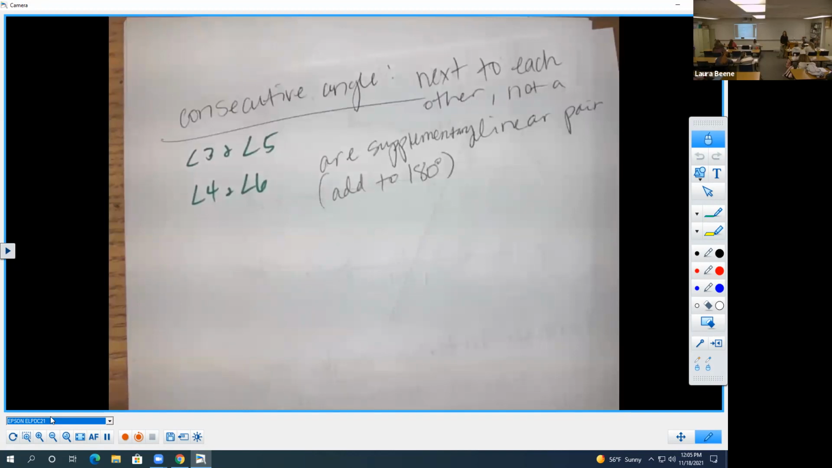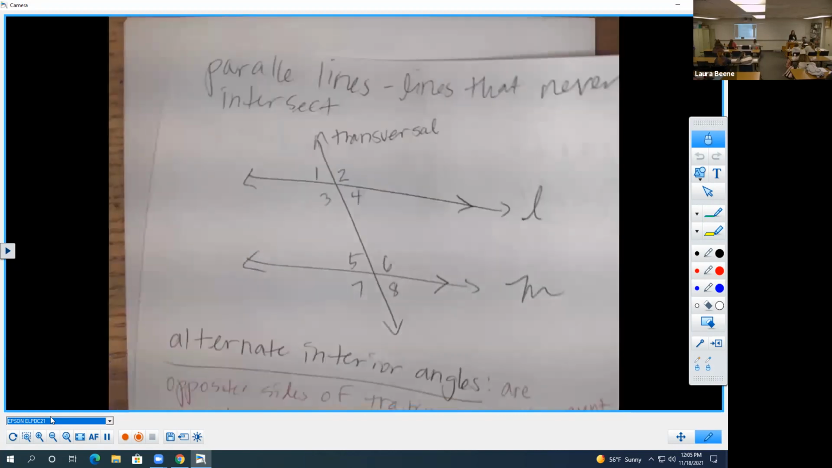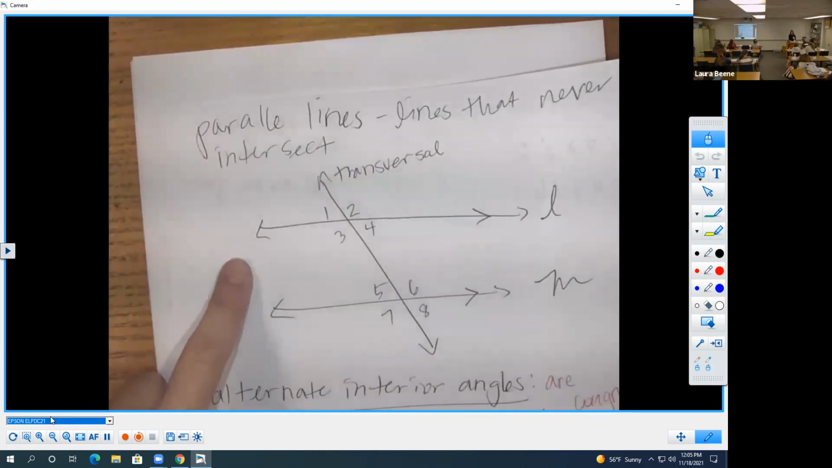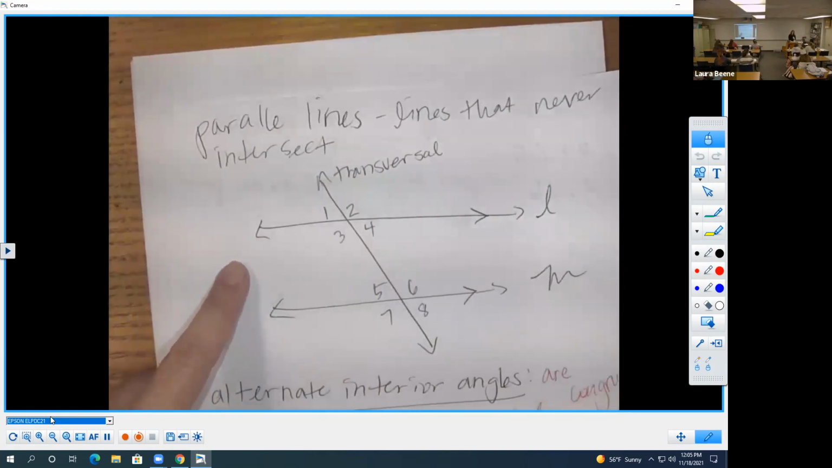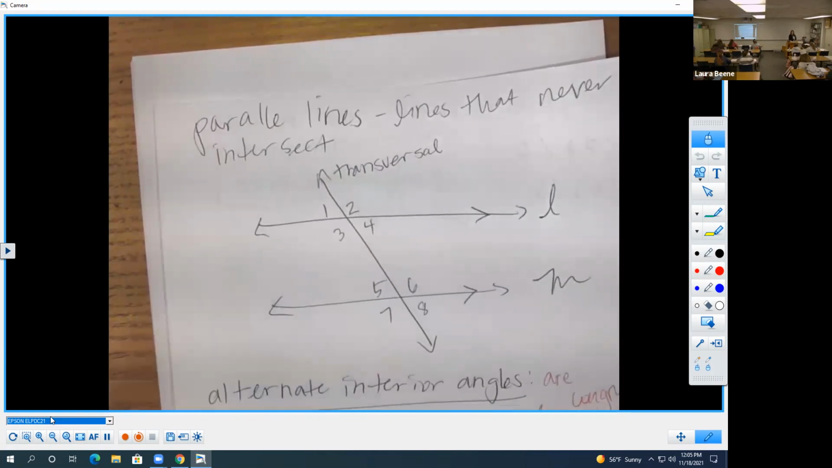Okay, so the things I need you to have from these: if I give you this thing and I make you list out an alternate interior angle, an alternate exterior angle, consecutive angles, and corresponding angles, that's one thing. The other thing is if I give you a somewhat simple problem, not super difficult. Okay, so let's do one of those.